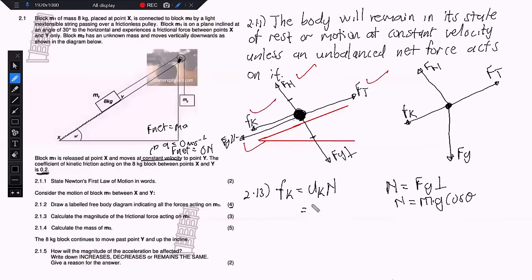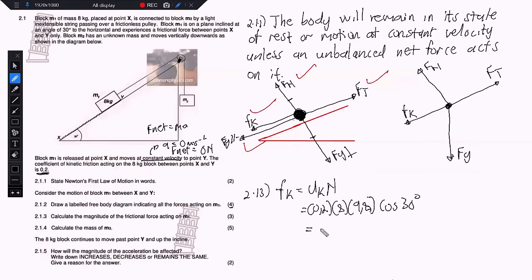Then the mu k is 0.2. And then for the normal force, what is my mass? 8. And then times 9.8, and then cos theta, where theta is the angle in here, so 30 degrees. So 0.2 times 8 times 9.8 cos 30. When you punch it into your calculator, you get 13.58 newtons.